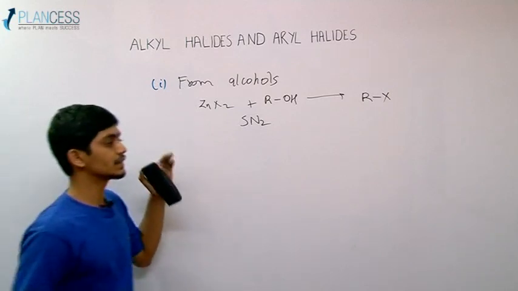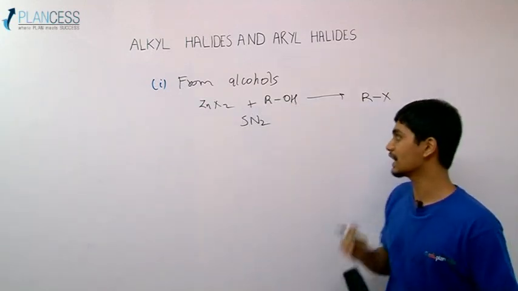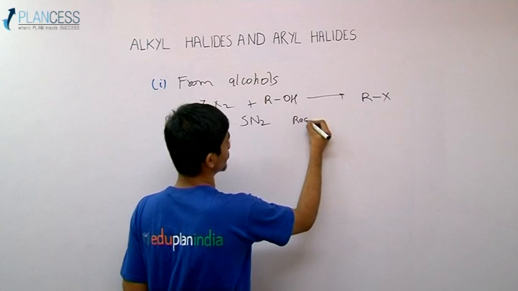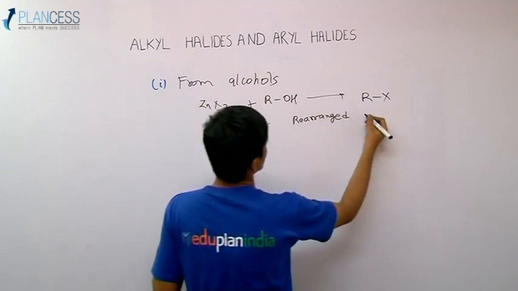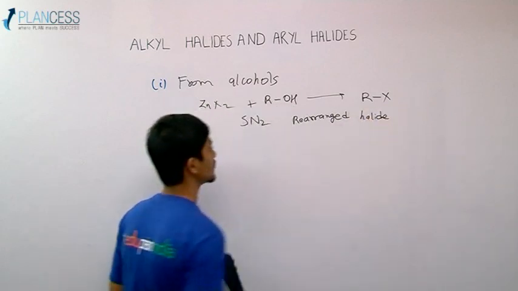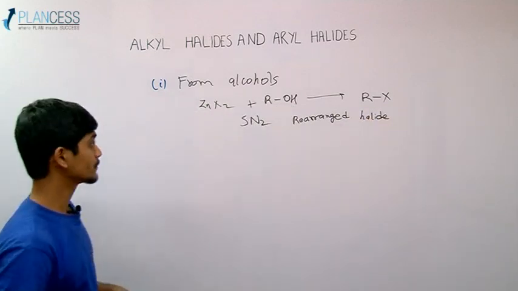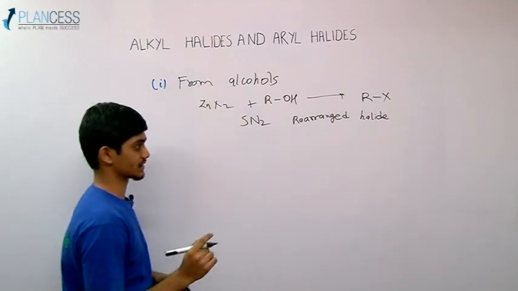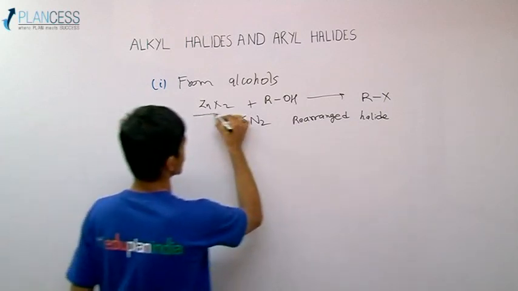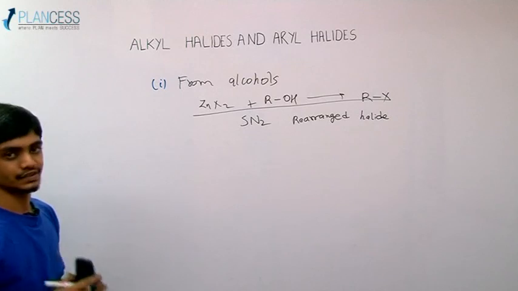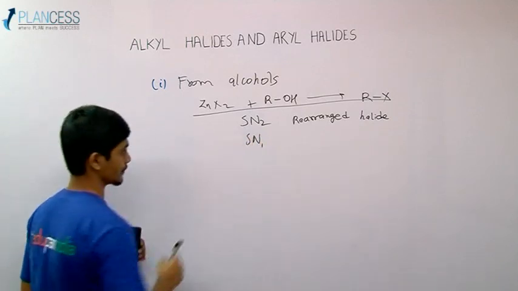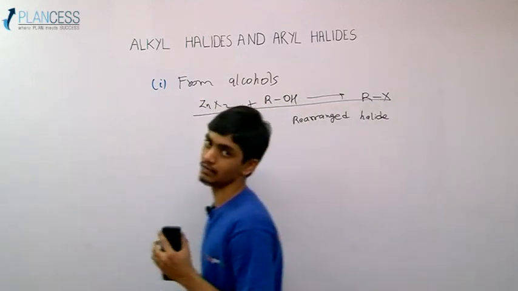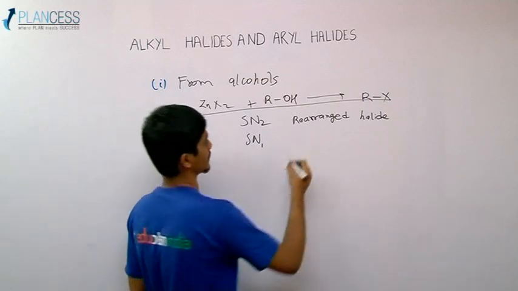Now what is this SN2 method? We will be discussing it in the chemical properties of alkyl halides. So if you don't want to prepare a rearranged halide, then we go for this type of reaction. But still, the probability that this reaction will undergo SN2 is quite less. What we were discussing is the significance of this reaction. This reaction can take the SN1 pathway, which involves the formation of a carbocation, and wherever there is formation of a carbocation, we have rearrangement there.